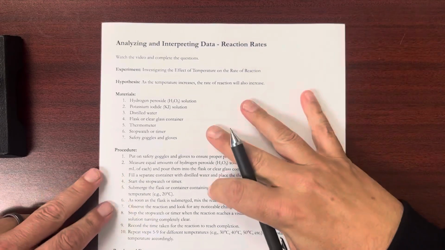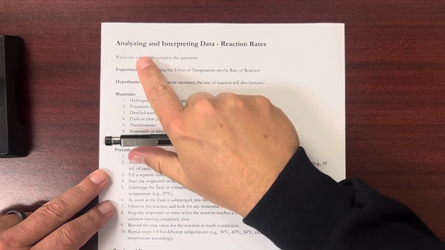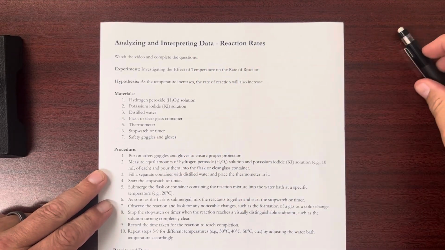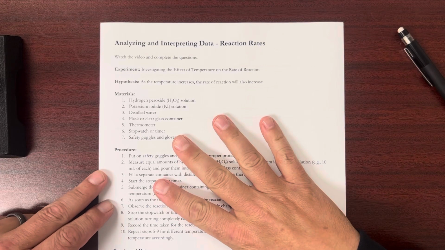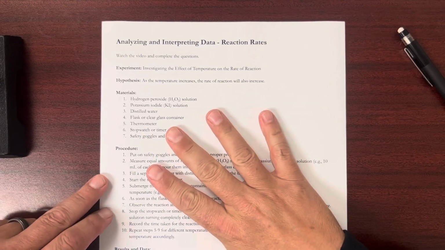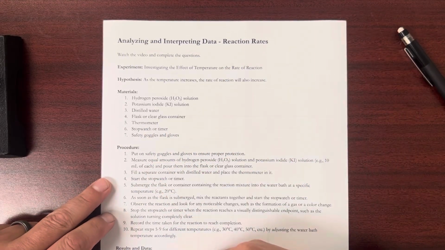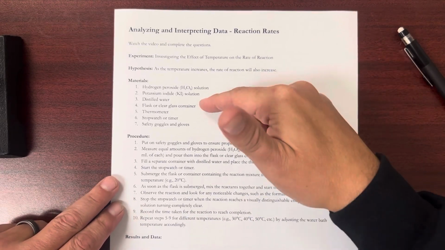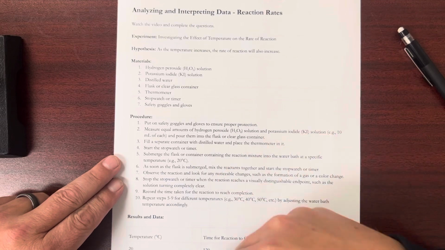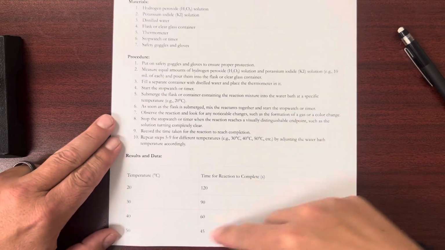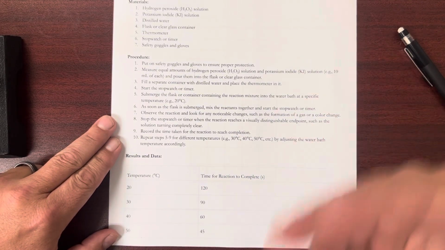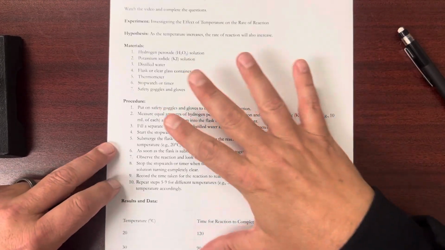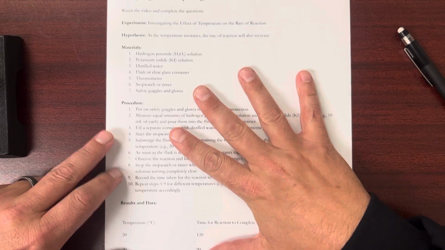Hello, I'm going to go over this worksheet with you, analyzing and interpreting data, reaction rates. And what we have here is a simple experiment that can be done. It has all the parts of a lab that we would expect to see. It has a hypothesis, materials, procedures, some data that was collected from running the lab. And we're just analyzing what has already been done. So we're not actually running this lab, okay?